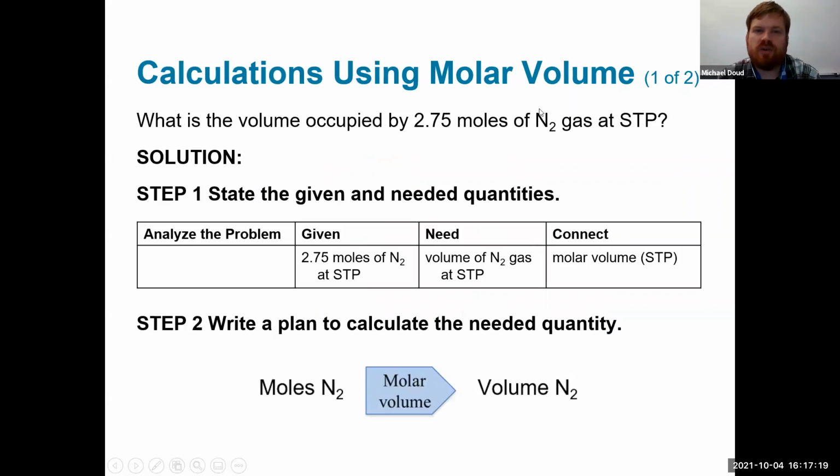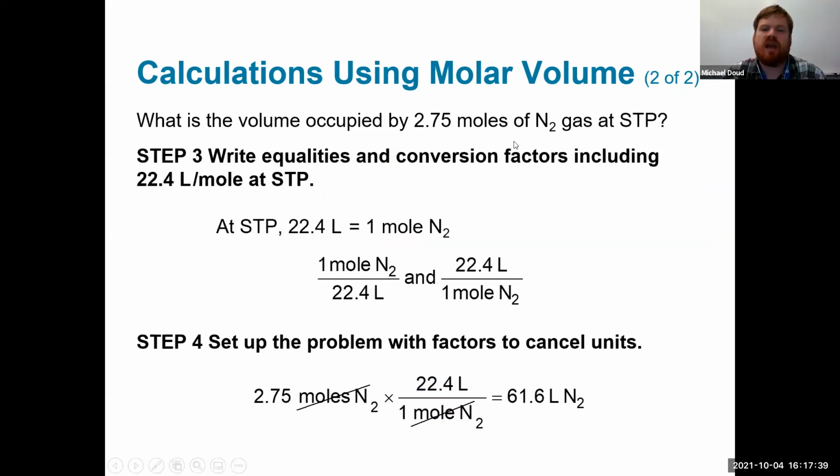Okay, let's go ahead and do a sample calculation here with molar volume, which can help us understand what we're talking about. Let's say, what is the volume occupied by 2.75 moles of nitrogen gas at STP? Well, if we know the number of moles, then we can use the molar volume to convert from the moles of gas to the volume of the gas. And that molar volume is 22.4 liters per 1 mole. So 2.75 moles of nitrogen times 22.4 liters per 1 mole gives us 61.6 liters of nitrogen. That's how we can use the molar volume as a conversion factor.